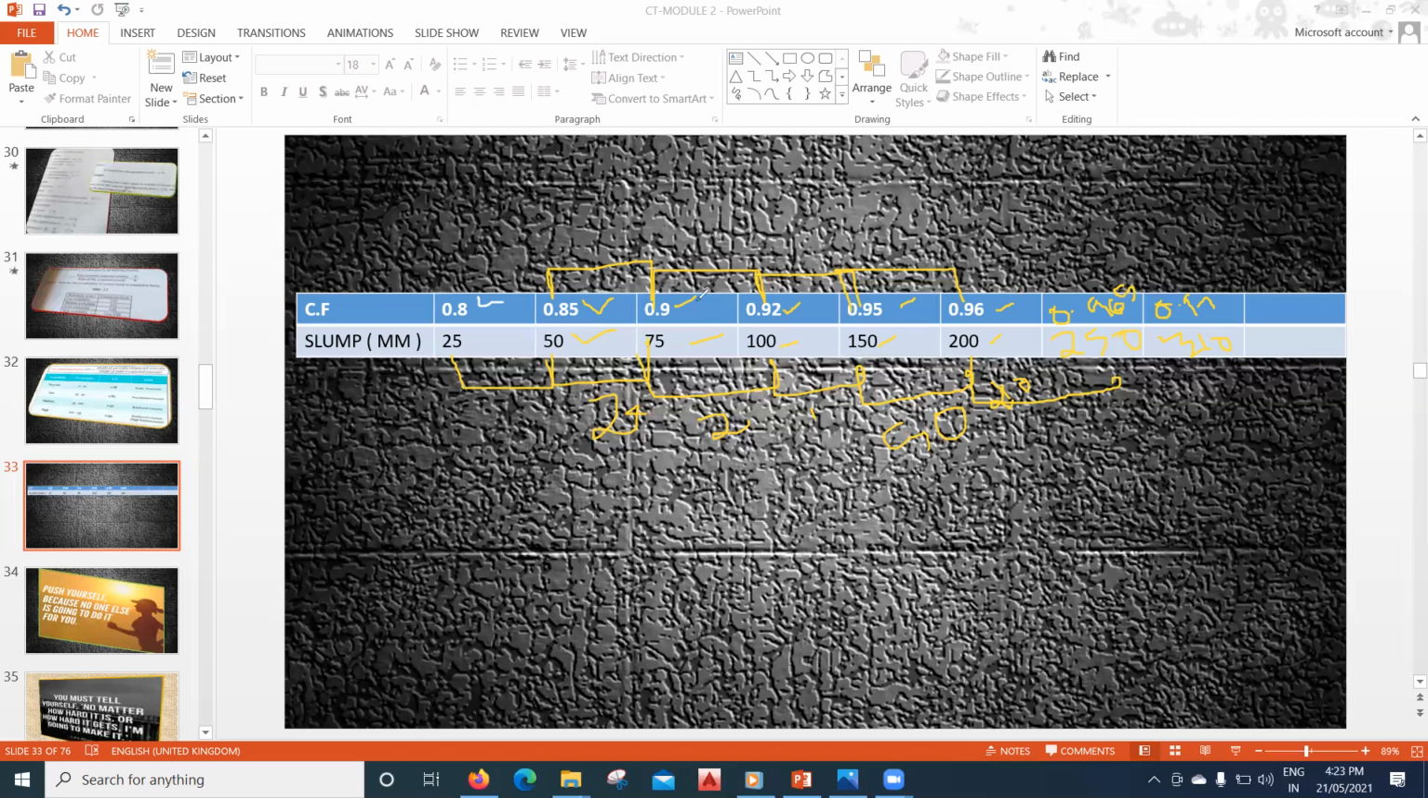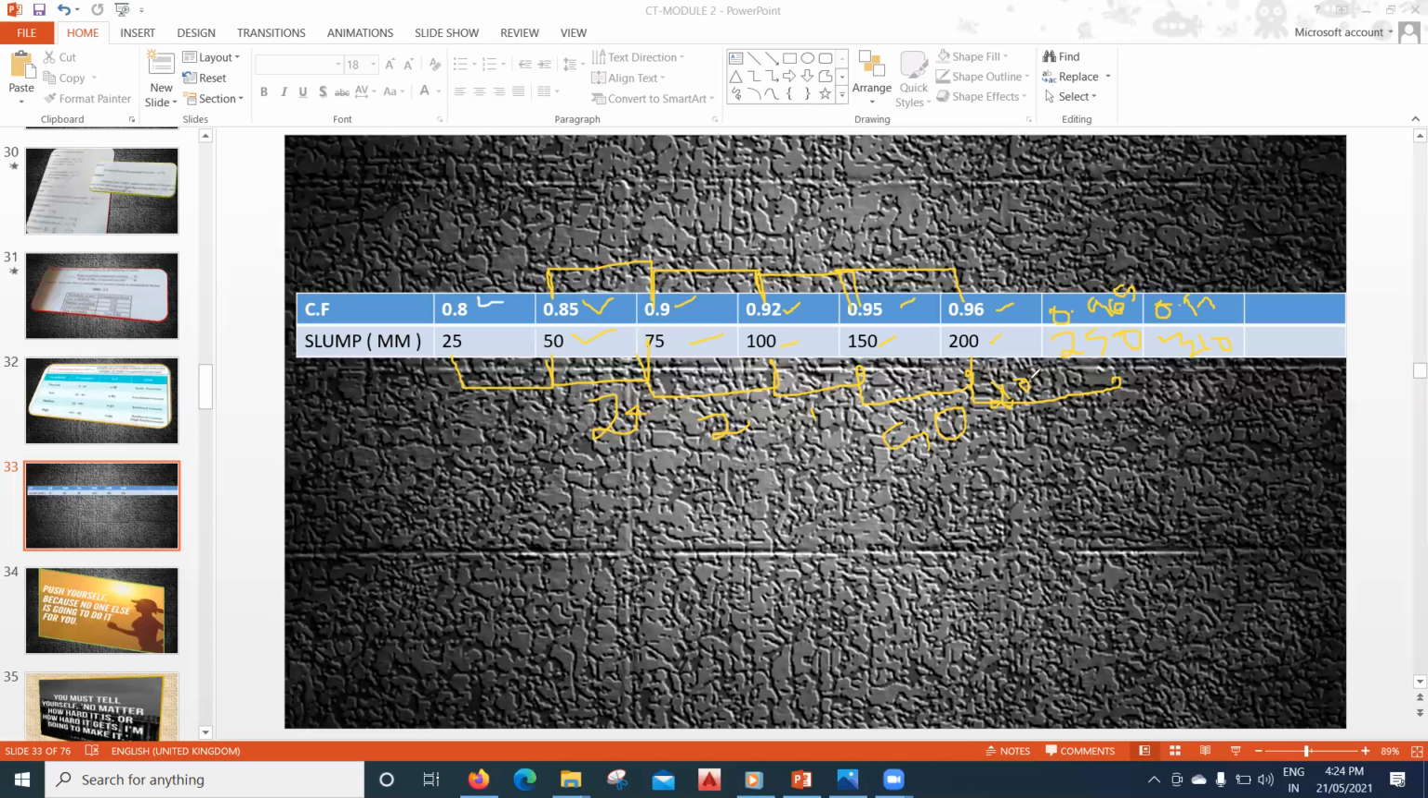So that is why there is one demerit of this test: the compaction factor test is not suitable for very high workable concrete. You can see it here, right? When you go above 0.9, to 0.95, 0.96, even though the compaction factor is increasing by a very small margin, there is a very huge variation in the slump value. So for that we have other tests. We'll try to see which are those tests that we can do.